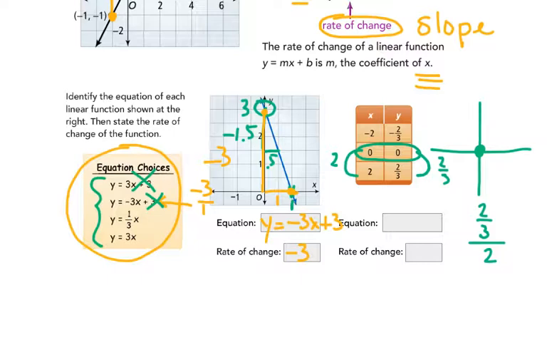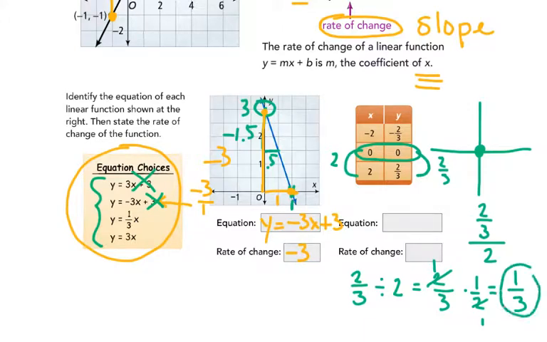2/3 over 2 means 2/3 divided by 2. And to divide by 2, we're going to multiply by its reciprocal, 1/2. And then we get 2 over 6, but I'm going to simplify first, and we get 1 over 3. So my slope is 1 over 3, which means y equals 1/3 x is the correct answer. And then the rate of change, again, is the same as the slope, so it's 1 over 3.